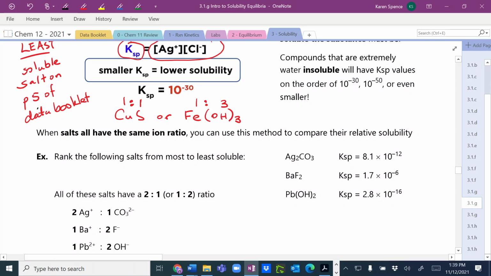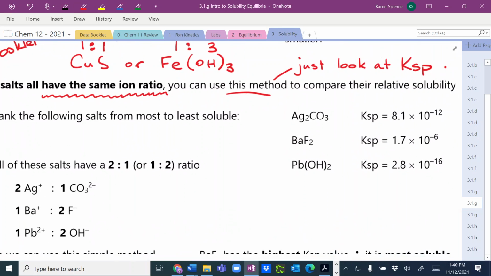But if all salts have the same ion ratio, then you can use this method to directly compare their solubility. You don't have to do any math or anything. You just look at the KSP. Okay? This method, just look at KSP. And if we take a look at our salts here, they do all have the same ion ratio.